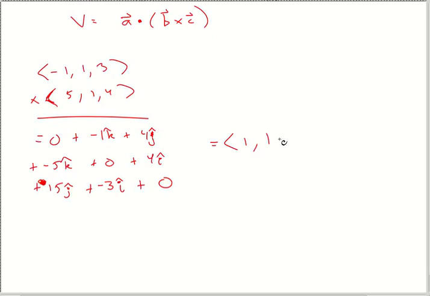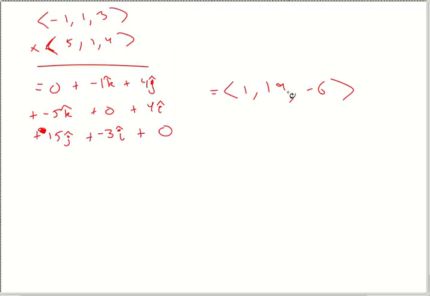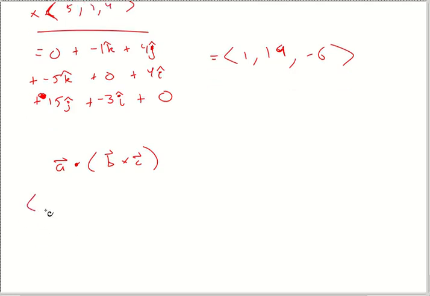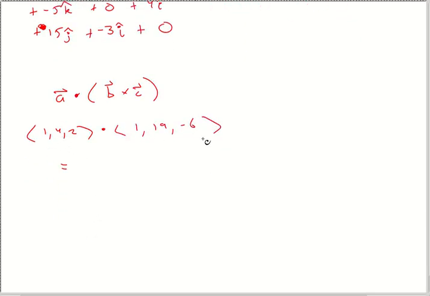So we got 19 there. And then for my K's, I got negative 6. So let's see if I get the same answer. Probably not. We'll see. I got my A dot and then B cross C. And so what I want to do here is my A vector, which we had before, was 1, 4, 2. And then my cross product, I guess I could just use the vector now, 1, 19, negative 6. And so then when you dot these, you're simply multiplying them, and then you're good to go.